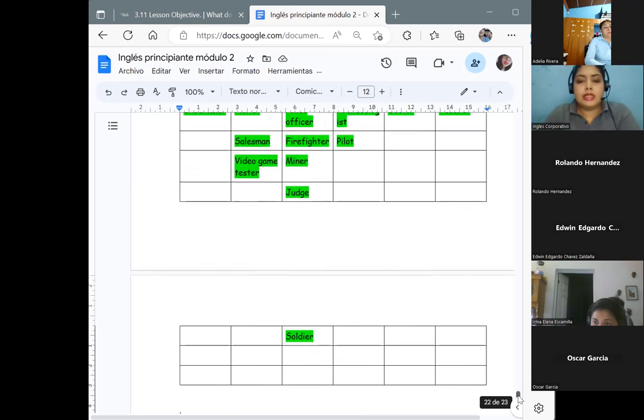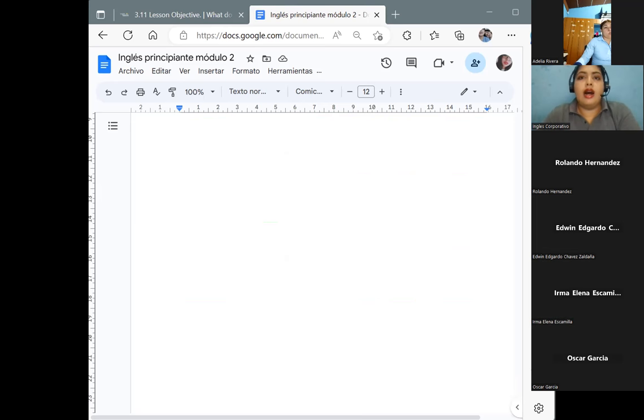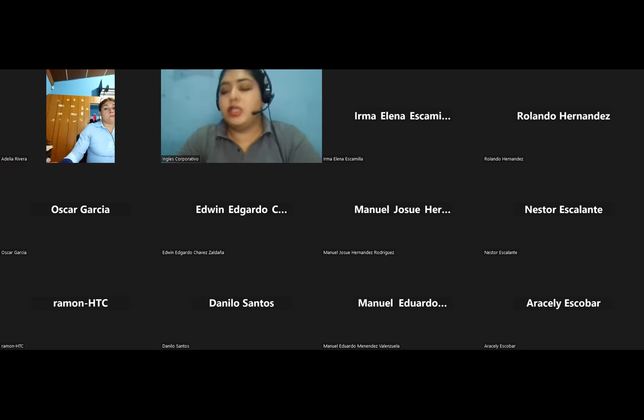Ahora, vamos a pasar a una skill, a one macro skill. Vamos a pasar a una habilidad that we need to develop when we are learning a different language. Esas son habilidades que nosotros tenemos que desarrollar no solo en inglés, sino que cuando estamos utilizando un idioma en específico, nosotros lo utilizamos de manera natural.